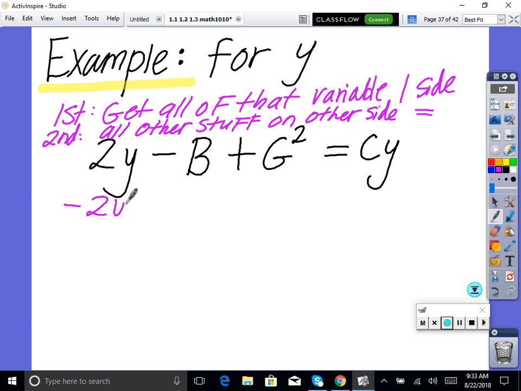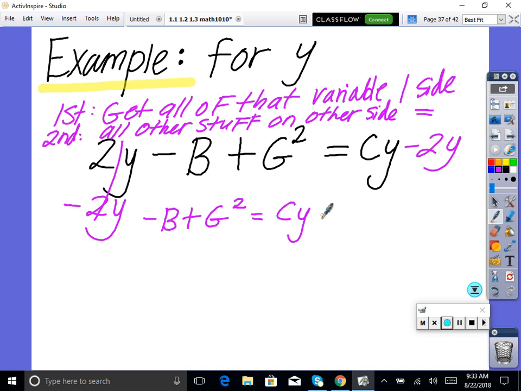Yeah, we can subtract 2y over, because that has a y. So now we have negative b plus g squared equals cy minus 2y. Now you would check, do I need to bring anything over this way? Is there anything that doesn't have a y that needs to come to the other side? But everything's good, right? Everything with a y is on this side, and everything that doesn't have a y is over here. You guys understand the 2 rules?